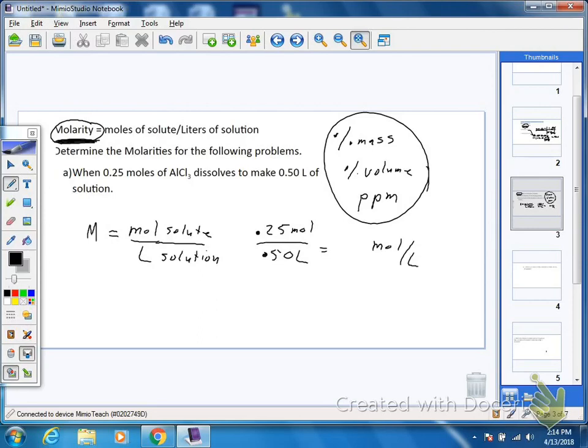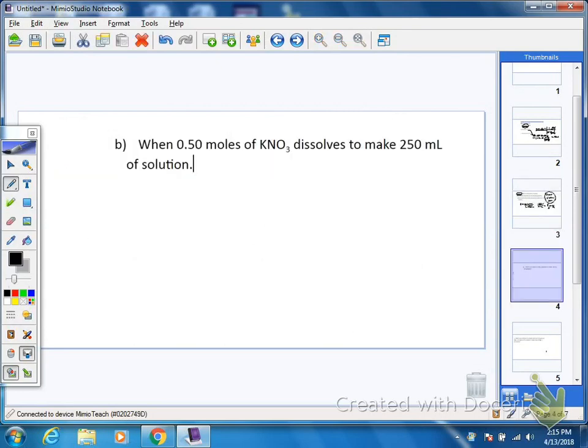So this one would give me 0.5 molarity. Okay, so 0.2 divided by 0.5 would give me 0.5 molarity. That's the strength of that solution in moles per liter, which is a little bit different than mass, quite a bit different. Okay, we progressively get a little bit more difficult.